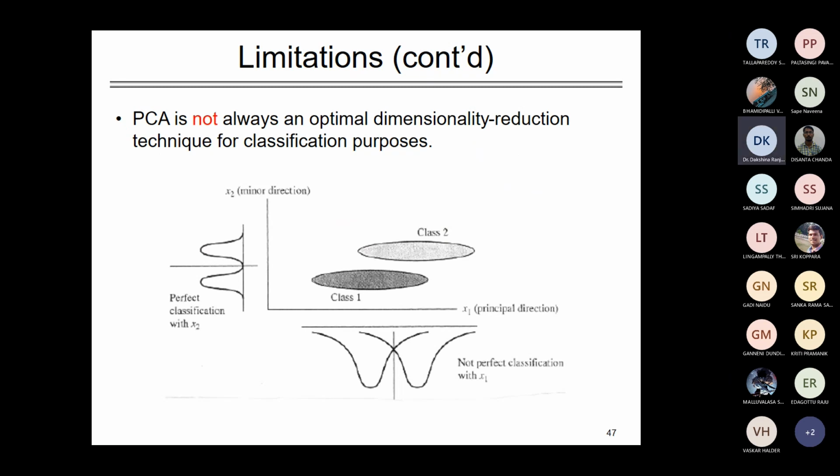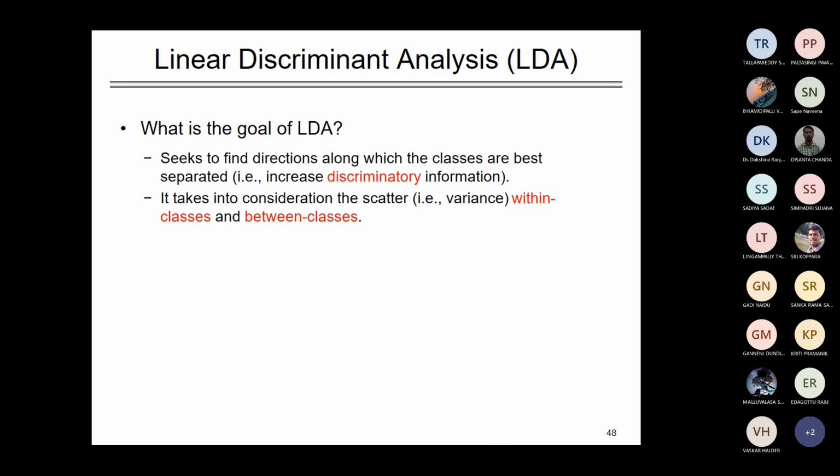Now, what are the limitations of principal component analysis? Principal component analysis is not always an optimal dimensionality reduction technique for classification purposes. This is one of the most prominent limitations of principal component analysis.